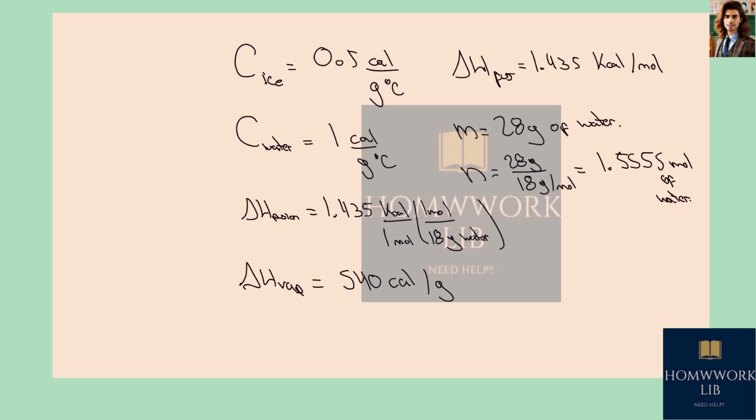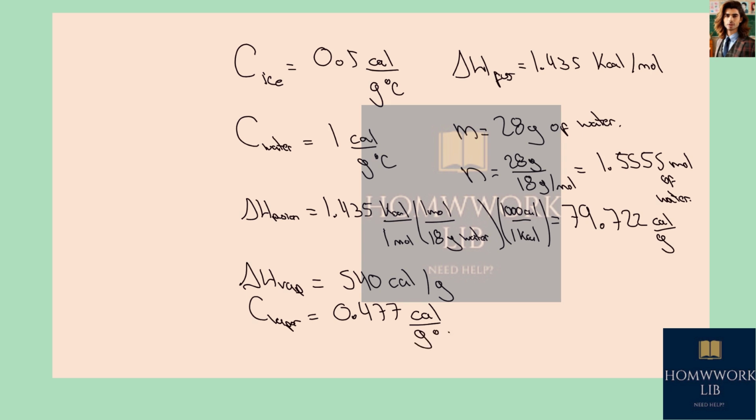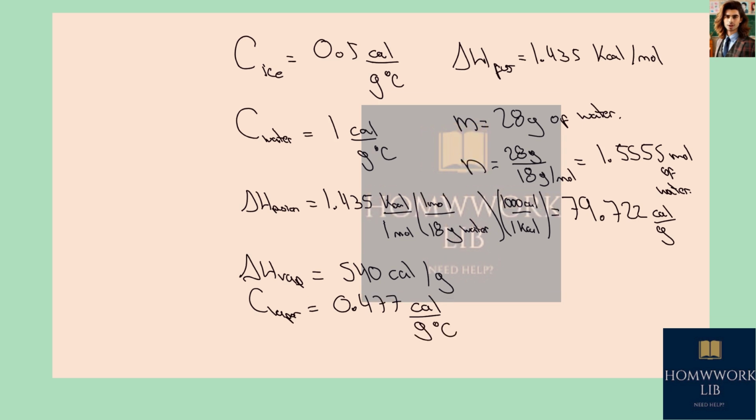So in order to change the delta H of fusion, we need to add the conversion factor. 1000 calories correspond to 1 kilocalorie. And that is going to give us a more precise value of 79.722 calories per gram. Okay. And finally, we need the heat capacity of the vapor or of the gas, and that is equal to 0.477 calories per gram degree Celsius. Okay, so now we have all of the constants that we're going to require.